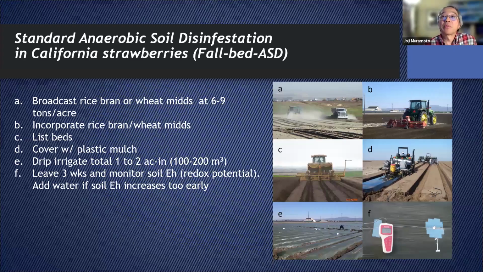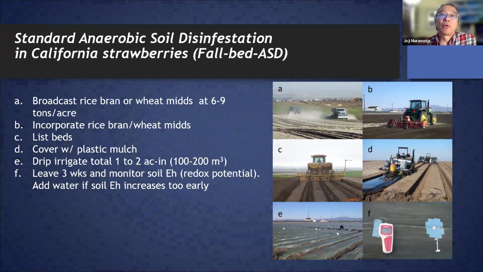After several years of trials, we optimized this approach to California strawberry production systems. So we use rice bran from Northern California, or recently we found wheat middlings works as well, and much cheaper than rice bran. Apply at 6 to 9 tons per acre rate, broadcast it, and incorporate it into the soil, and list beds as usual, and cover with plastic mulch, and of course, drip tapes too.